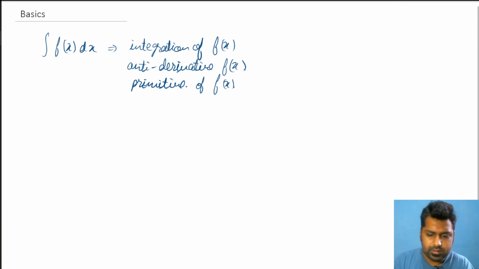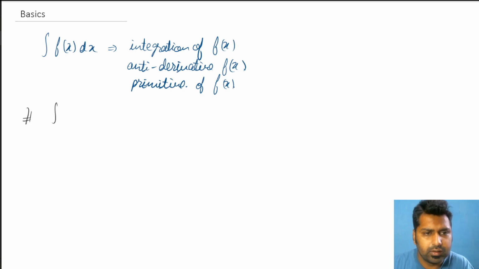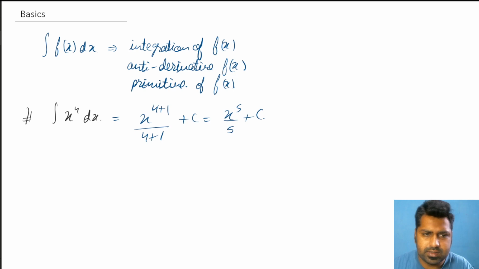All right. Let's start from the absolute basics. Integration of x raised to power 4. So we increase the power, so it becomes x raised to power 4 plus 1, and whatever the power, 4 plus 1, you write down the same number in the denominator, plus c. So basically x raised to power 5 by 5 plus c.